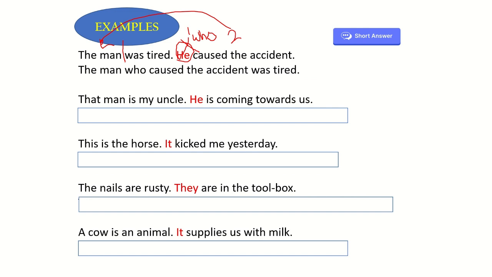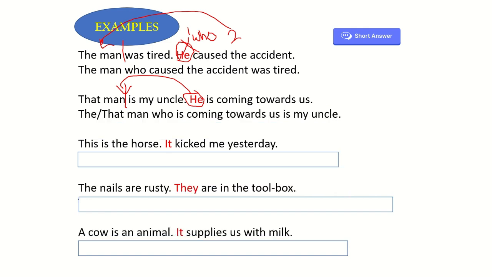Another example here. The man is my uncle. He is coming towards us. Now I want to add information about that man. So here, the man who, again, the man who is coming towards us is my uncle.